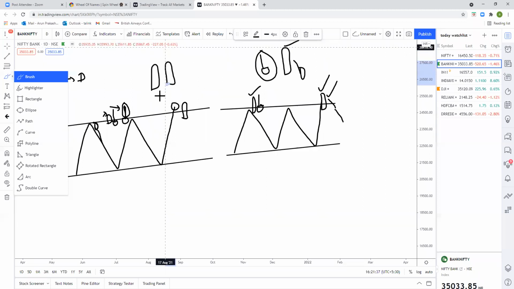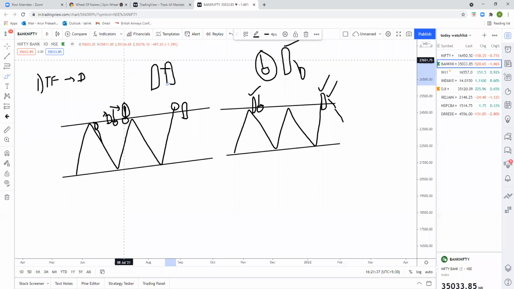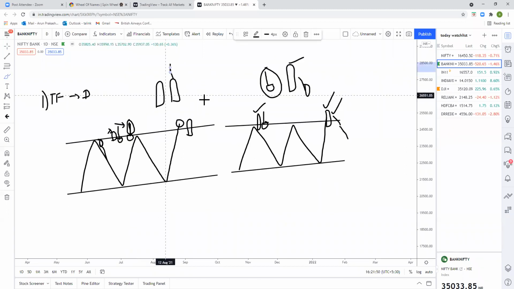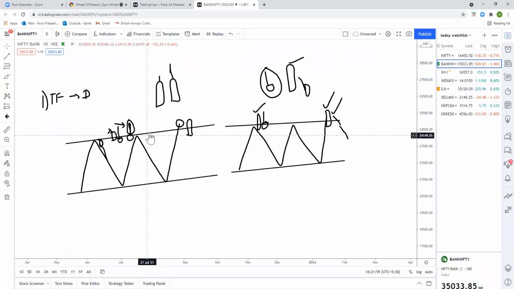Compared to both of these, this is a bullish momentum candle. When you have a long wick like this, then this is not a bullish momentum candle because it is indicating some selling pressure. When the wick is very small, in this case, it is okay. Okay, bro. Thanks, bro.